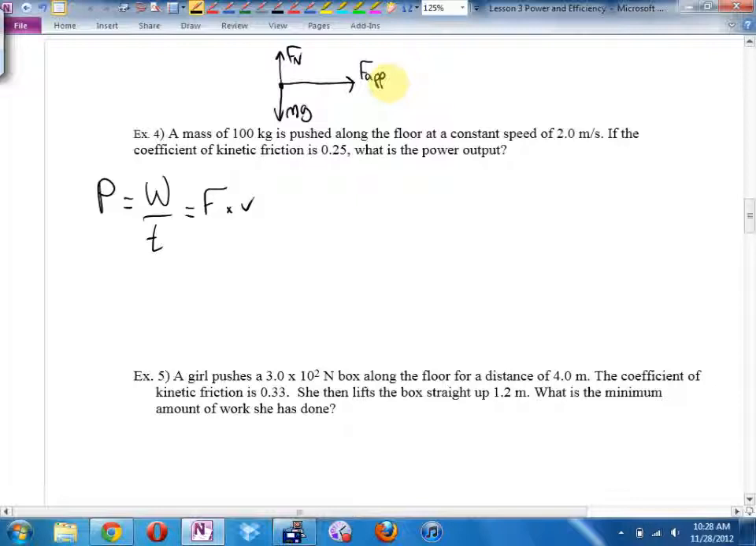How big? There's a key word that tells you exactly how big. It's the word in front of the word speed. If it's a constant speed, what's your acceleration? 0. So how big is friction compared to the applied force? They are equal.